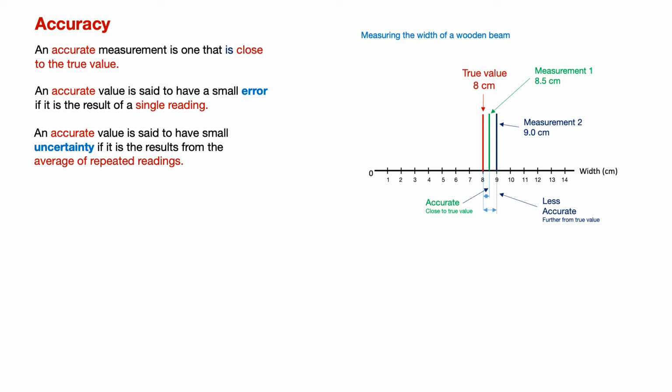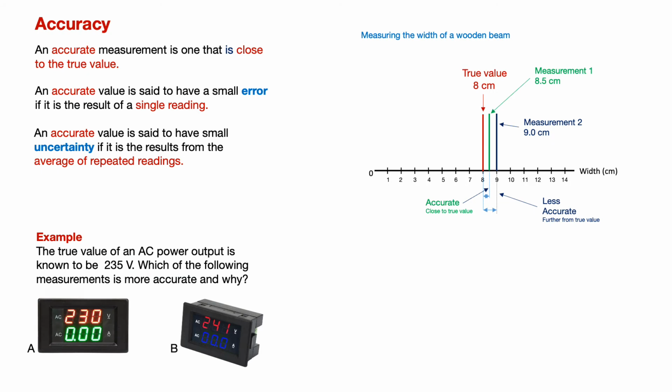If we've only done a single reading, then the uncertainty is known as an error. You'll often find people using these two terms, error and uncertainty, interchangeably. Technically, you should only call it an error if you're referring to a single reading. It's not going to be a major issue though.